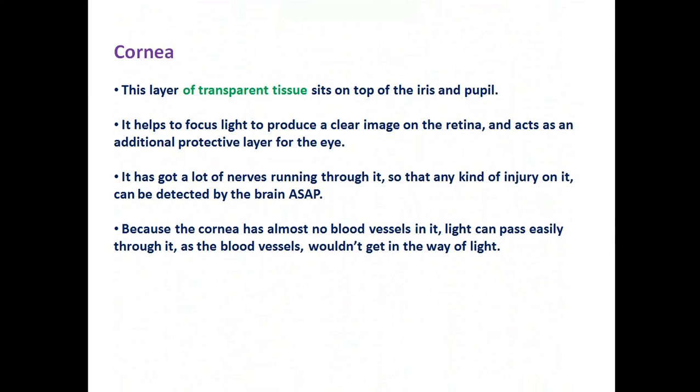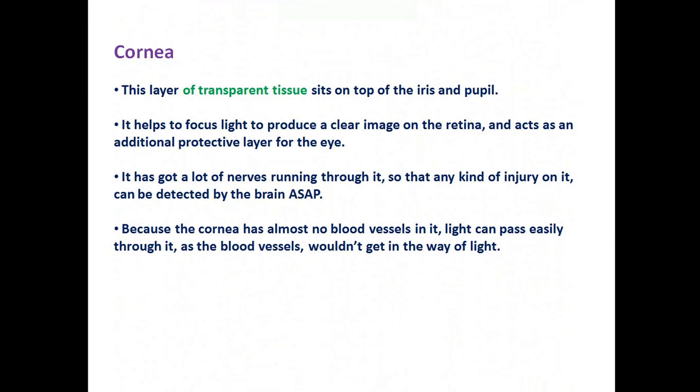Cornea. This layer of transparent tissue sits on top of the iris and pupil. It helps to focus light to produce a clear image on the retina, and acts as an additional protective layer for the eye. It has a lot of nerves running through it, so that any kind of injury to it can be detected by the brain ASAP.